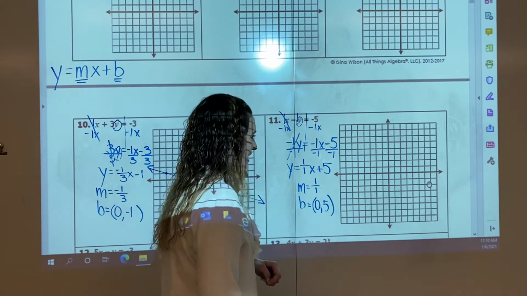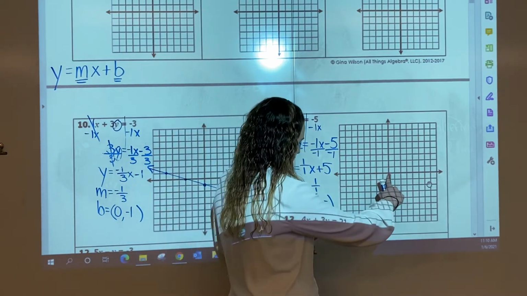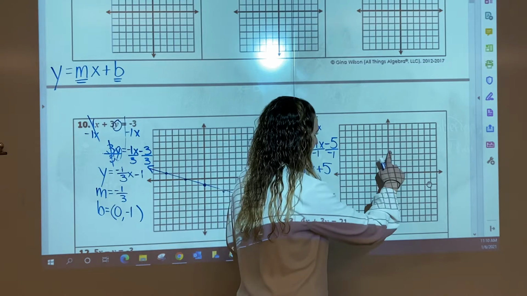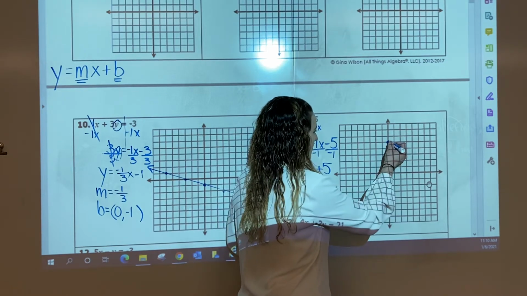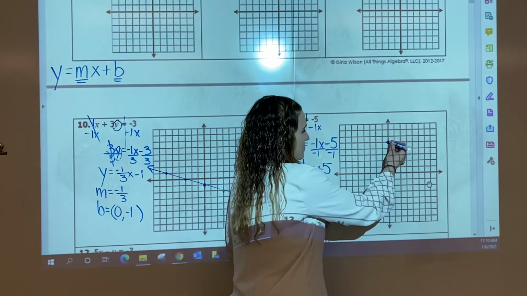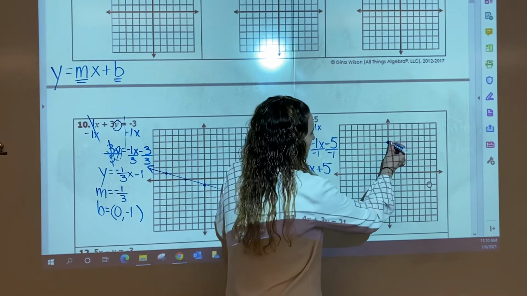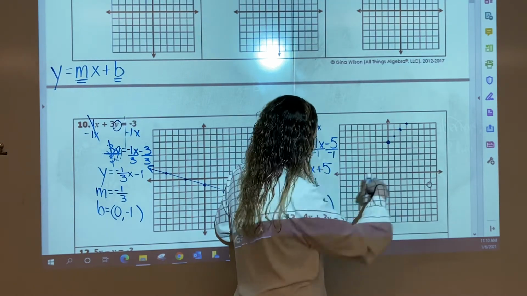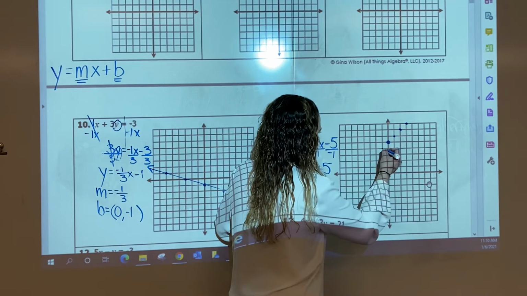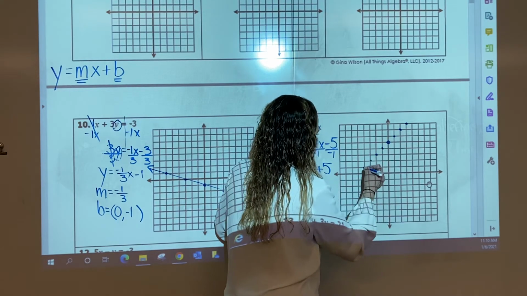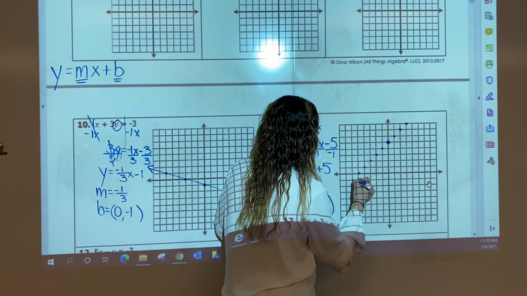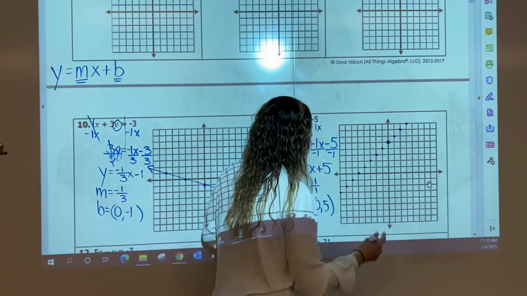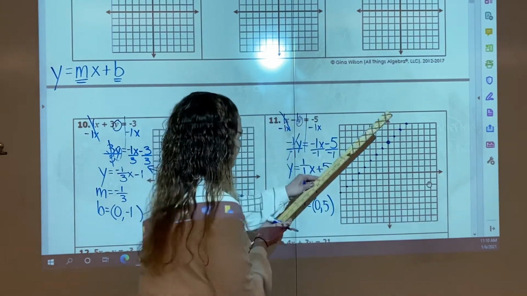Let's start there to graph. From my origin, I need to go up 5. 1, 2, 3, 4, 5. Put my point right there. I'm not going to move my marker because I need to go up 1 over 1 from there. So up 1 over 1. And I can do the same the other way. Down 1 to left 1. Go as far as you can. And draw your line.